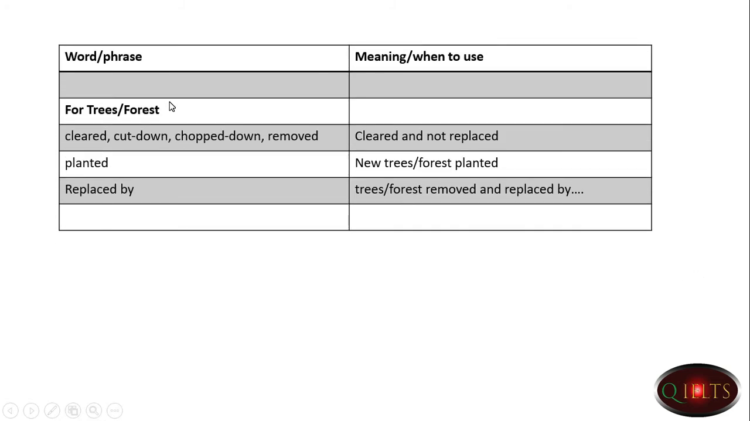Similarly, for trees and forests, you can use the words cleared, cut down, chopped down, removed. All of these mean that they are cleared but were not replaced. You can use the word planted, which means new trees or forests were planted. Then another phrase is 'replaced by', which means that the trees or forests were removed and replaced by something. For maps, you can use north, south, east or west to describe locations, and intermediate locations can be described by northeast, northwest, southeast or southwest.